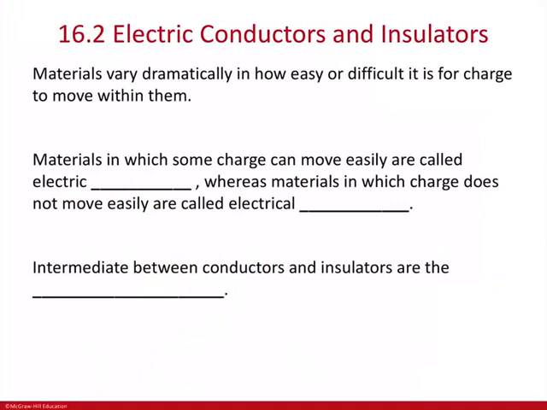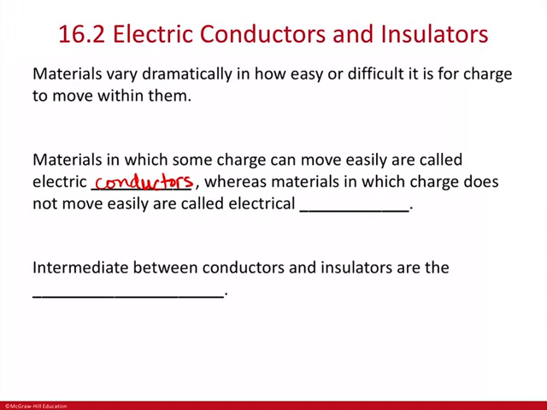All right, so electric conductors and insulators. It just depends on what type of material it is, whether it's a conductor or an insulator. Materials in which some charge can move easily are called conductors. Typically metals cause the electrons to flow through really easily. They can leave their parent atom and flow through the whole thing. That's why you see metal in electric wires.